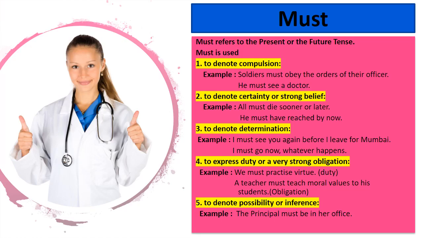Must. Must refers to the present or the future tense. Must is used to denote compulsion. For example, soldiers must obey the orders of their officer. So it is a compulsion. If they don't obey, they will have to face some consequence.